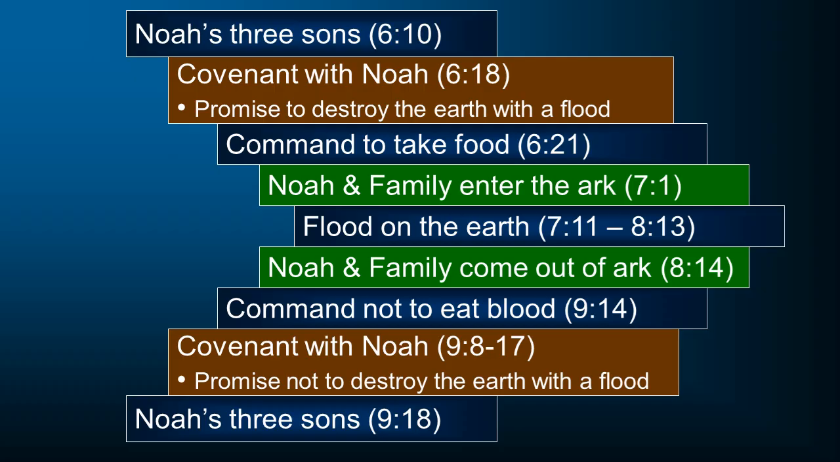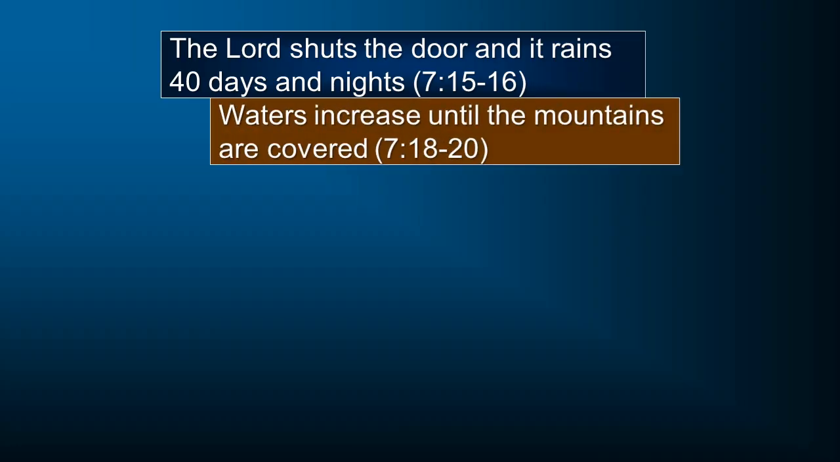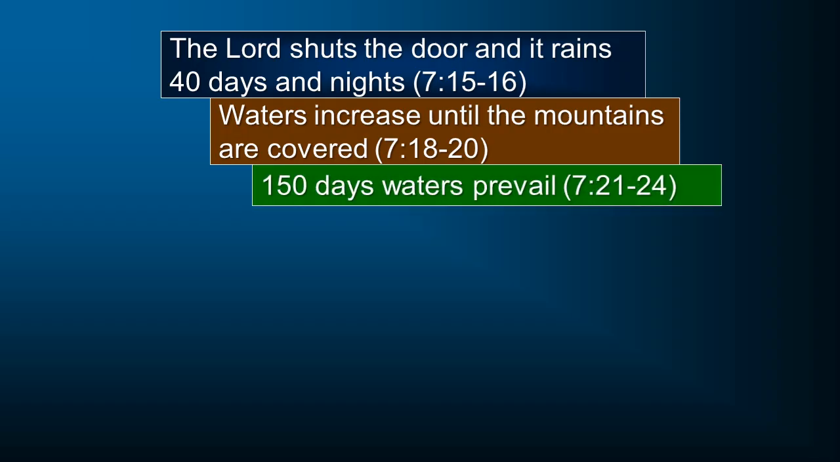We're going to blow that up, and we're going to come to the flood on the earth. Notice that section where the Lord shuts the door and it rains for 40 days and 40 nights. That's chapter 7, verses 15 and 16. Next, the waters increase until the mountains are covered. And then the waters prevail upon the earth for 150 days. Some people think they hear 40 days and 40 nights, they think that's the whole length of the flood. No, that's just the beginning phase. Now, for 150 days, the waters prevail.